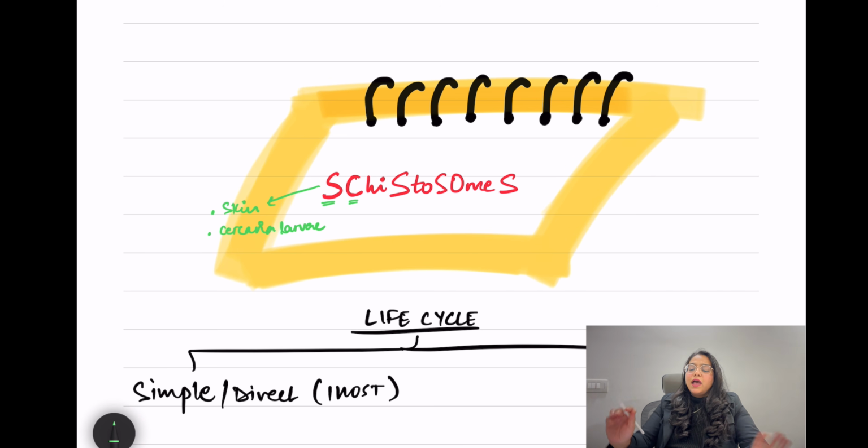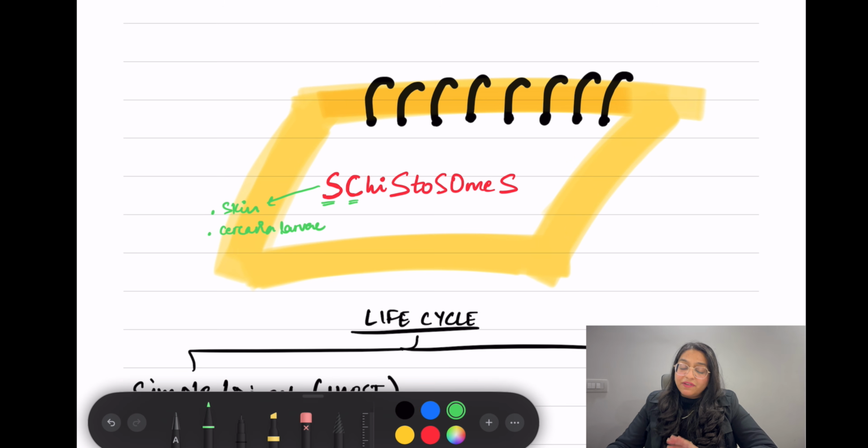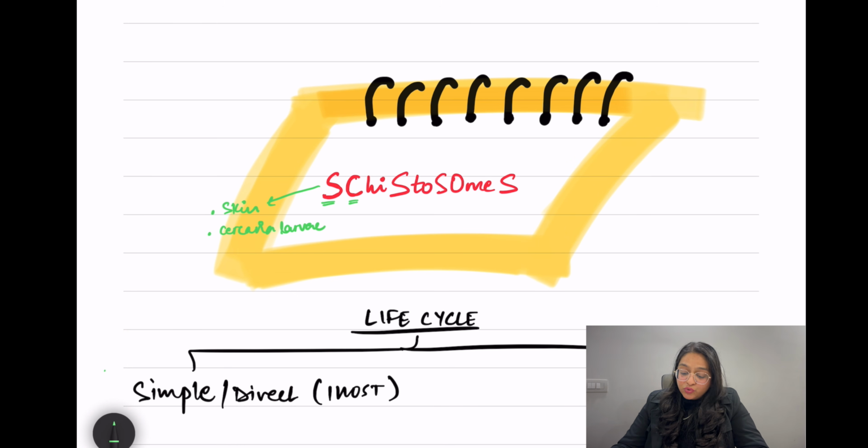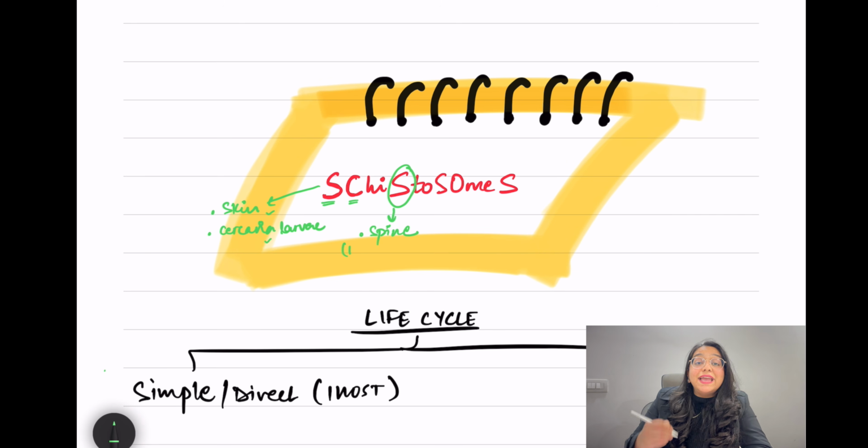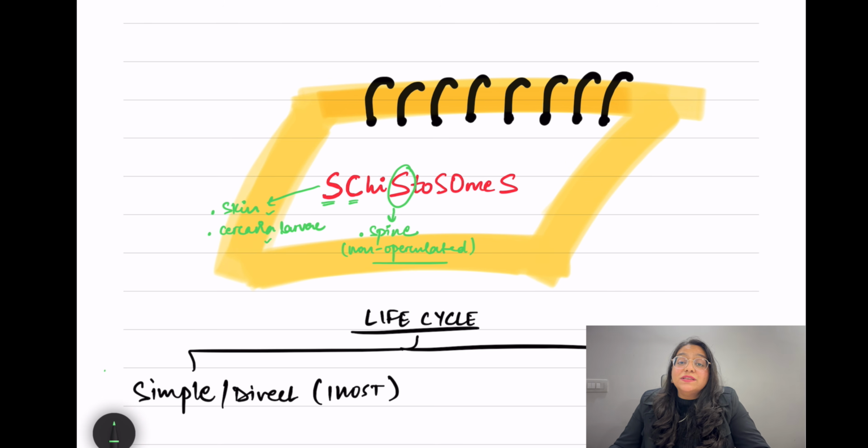These are the exceptions. Now, this is a little off topic, but I am just throwing this mnemonic right here so that when we read schistosomes, it is easier for you to recall. So, it penetrates the skin and Cercaria larva is the infective form. Let's look at the other S. What does this S say? This S says spine. So the eggs of schistosomes have spines. So they are non-operculated eggs. All eggs of trematodes are operculated eggs, eggs with a lid. Only schistosomes have eggs with a spine.